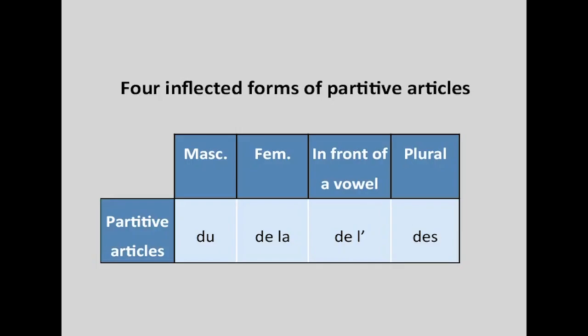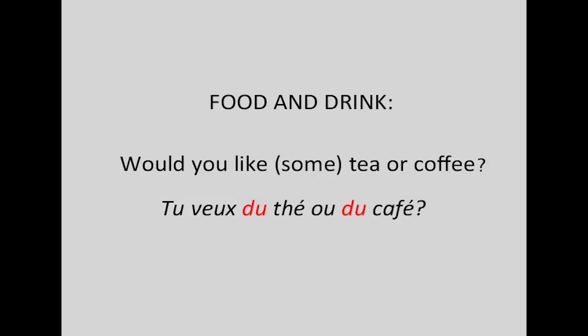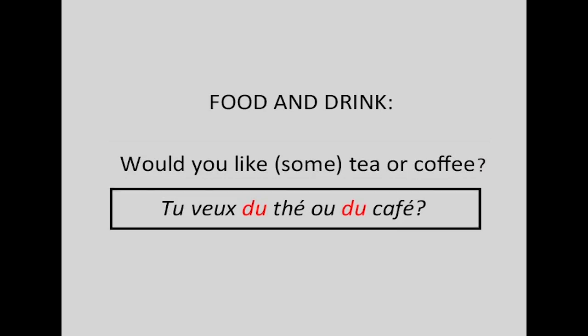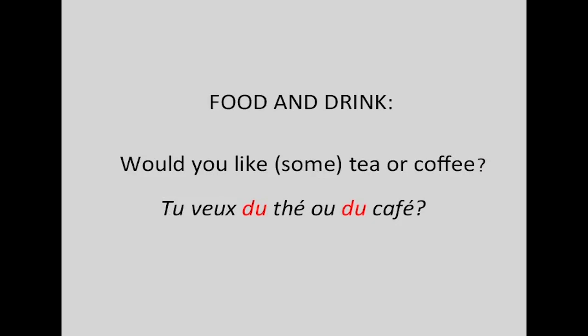This table displays the 4 inflected forms of partitive articles: du, de la, de l', and des. I'll take up each partitive article separately and illustrate them through sentences. Let's begin with the above question. The French translation of "would you like some tea or coffee" is "tu veux du thé ou du café?" The partitive article du precedes thé and café because both nouns are masculine.